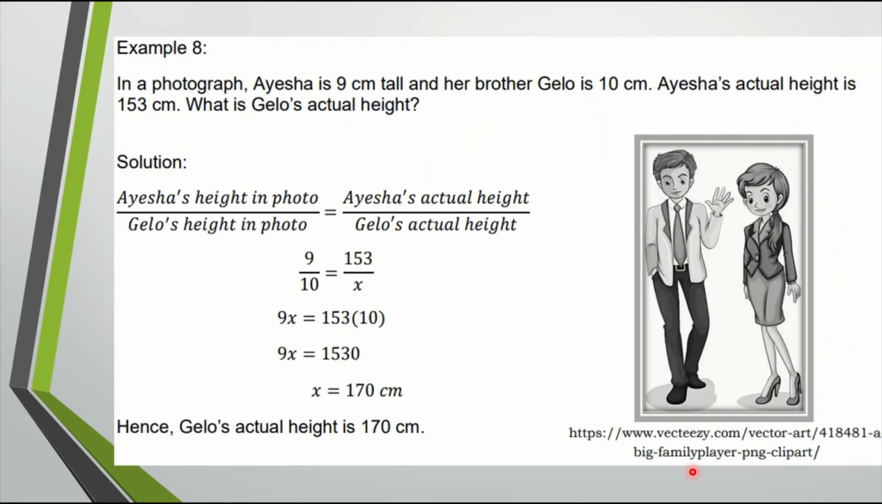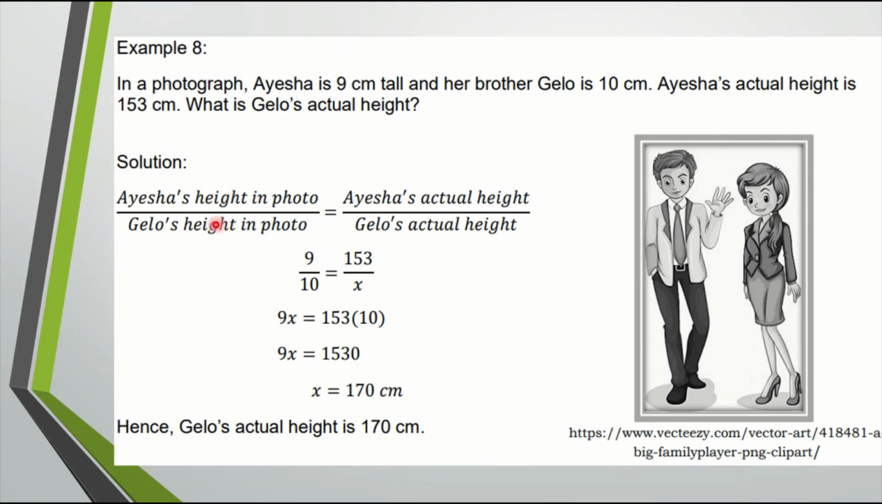Okay? So, example number 8 tayo. In a photograph, Ayesha is 9 cm tall and her brother Jello is 10 cm. Ayesha's actual height is 153 cm. What is Jello's actual height? So, kung titingnan mo dito, naka-arrange na yan siya. Ayesha, tapos Jello. So, susundan mo na lang yon.